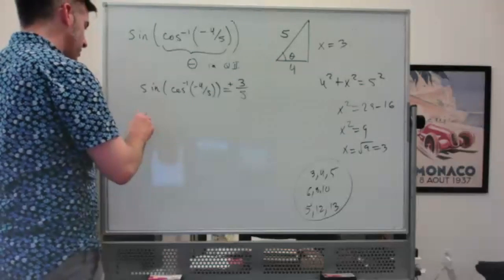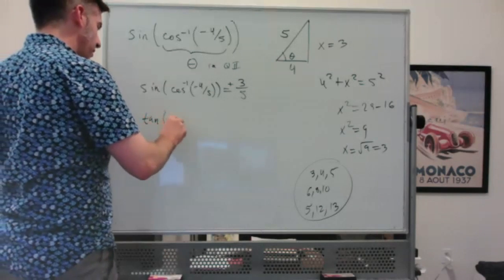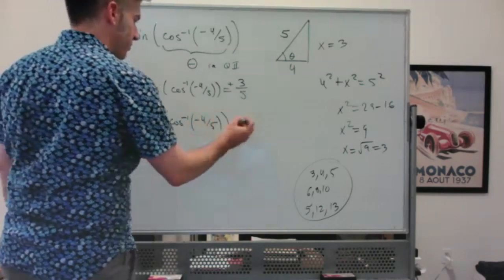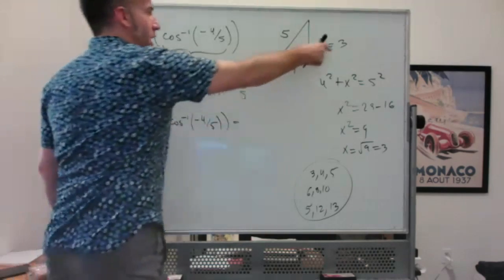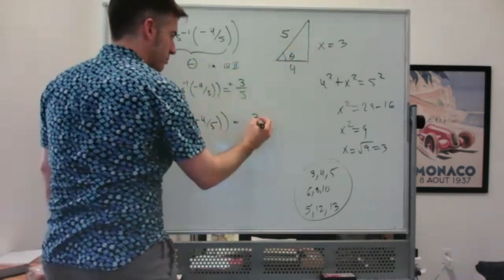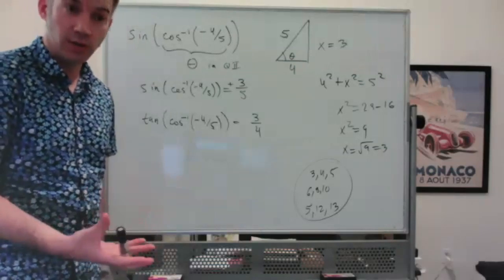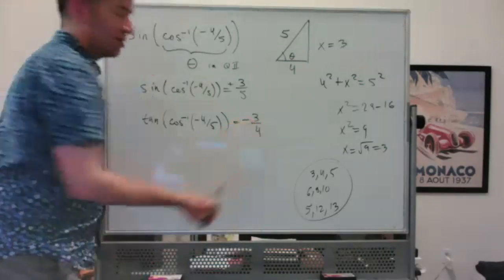But if I ask for tangent of inverse cosine of negative 4/5, well, tangent would be the opposite over the adjacent. But since the angle is still in quadrant 2, the answer would be negative.